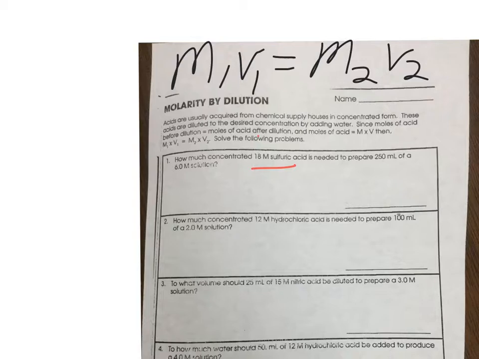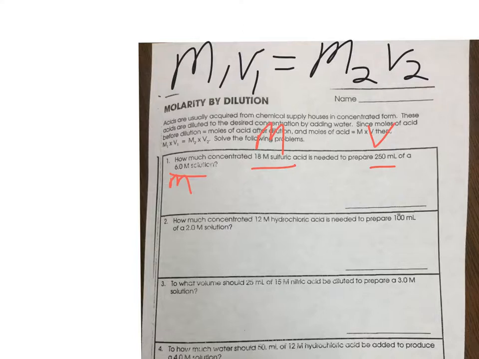The 18 molarity, this is a molarity. Okay, what's my next number? And that's volume. The 250, right, is volume. What else are they giving you? Okay, and this is a molarity, right? So the important thing here is, how do I know which one's my M1 and my V1 and which one is my M2 and my V2, right?